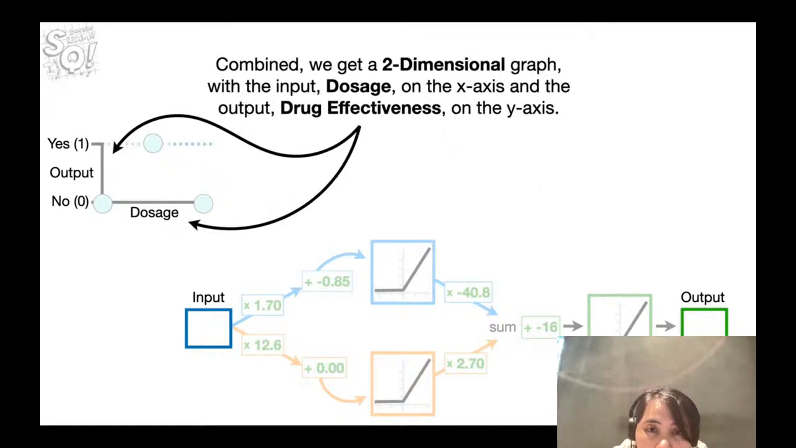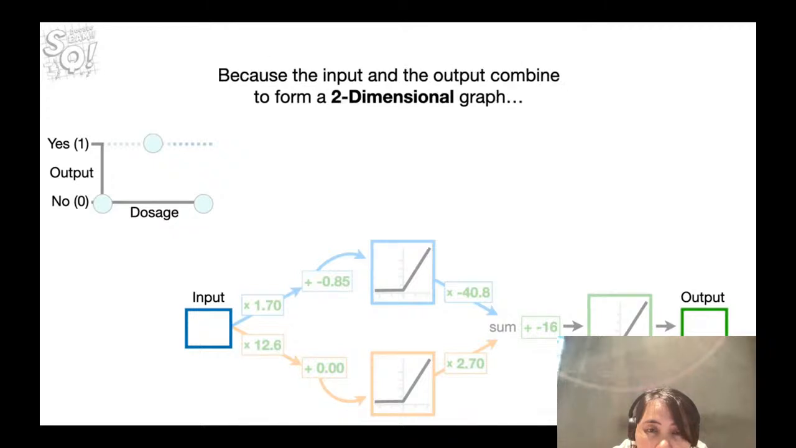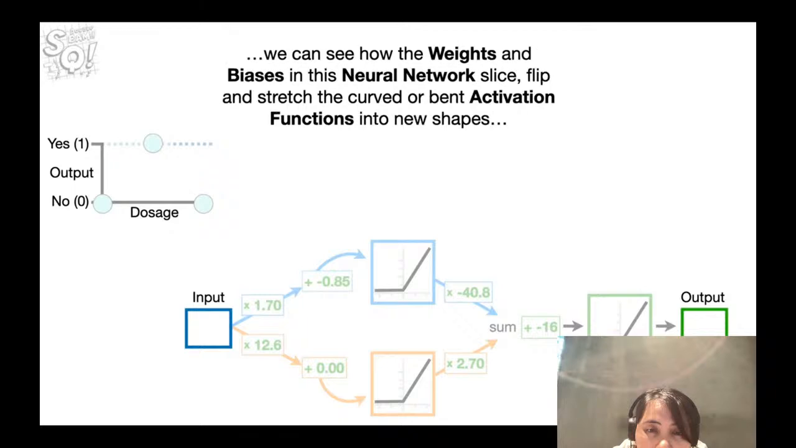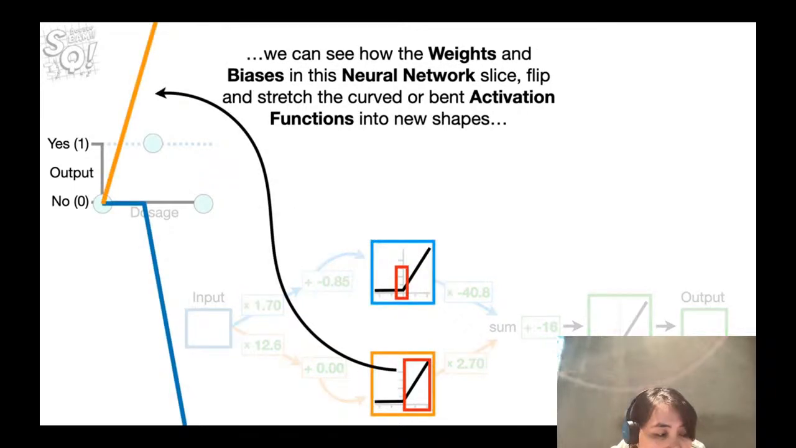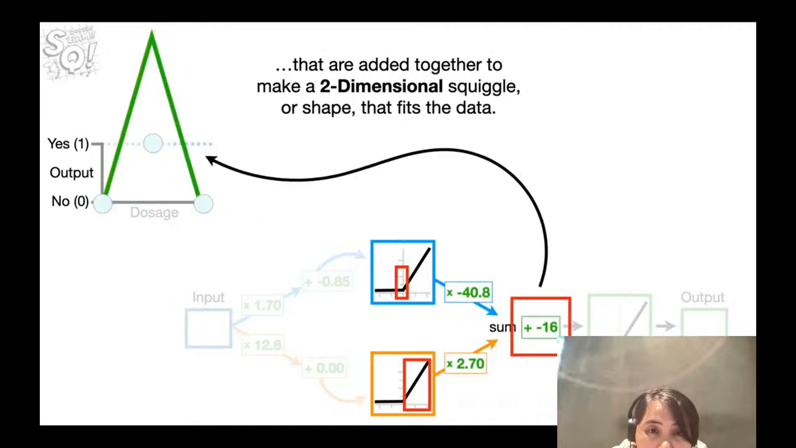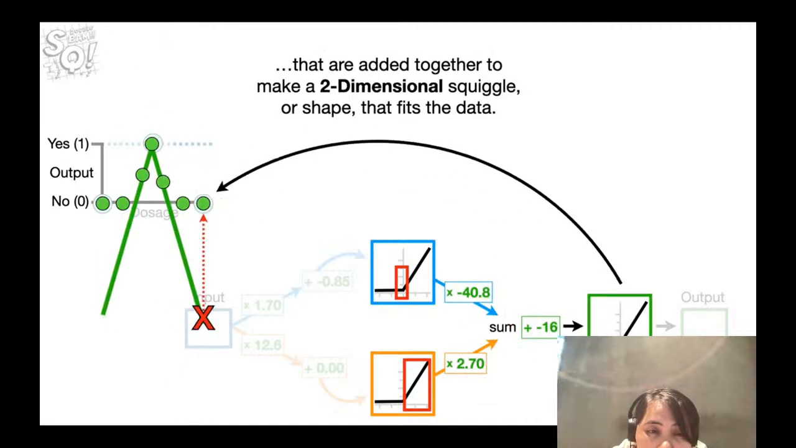Combined, we get a two-dimensional graph with the input, dosage, on the x-axis and the output, drug effectiveness, on the y-axis. Because the input and output combine to form a two-dimensional graph, we can see how the weights and biases in this neural network slice, flip, and stretch the curved or bent activation functions into new shapes that are added together to make a two-dimensional squiggle or shape that fits the data.